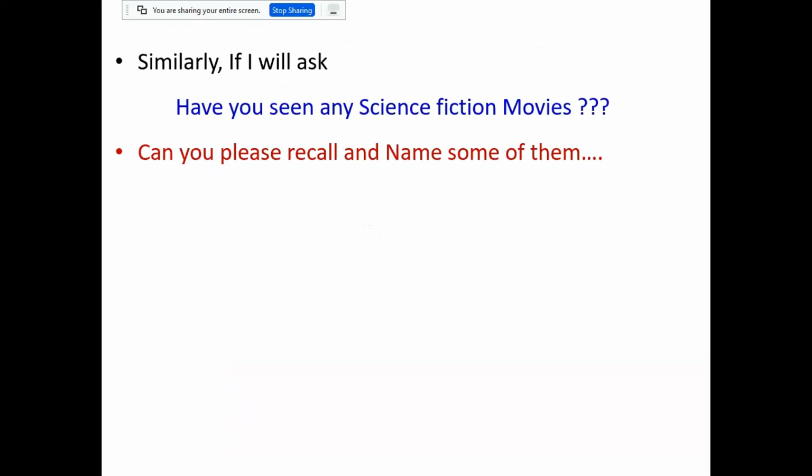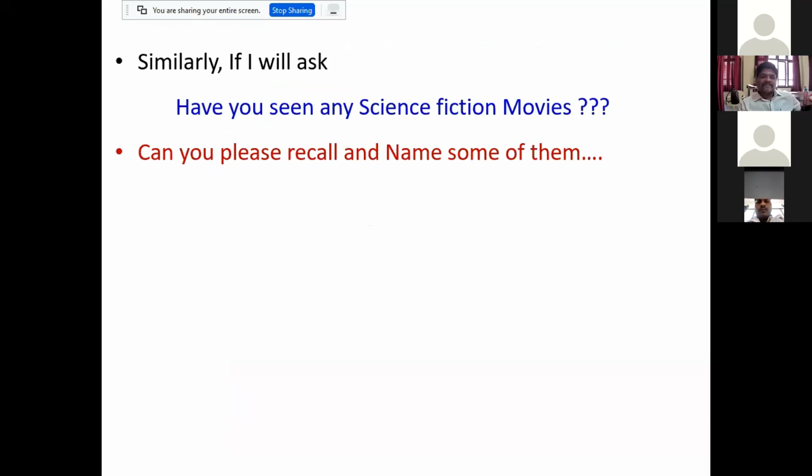Now, similarly, if I ask a question, have you seen any science fiction movies? Most of you may laugh, correct? Because you have seen many such movies, which are appearing in the market and are freely downloadable from the net. Can you please recall and name some of them, friends? If I ask you this question, immediately you are telling Indiran, okay, Ra.One, correct? Many movies you are recalling.